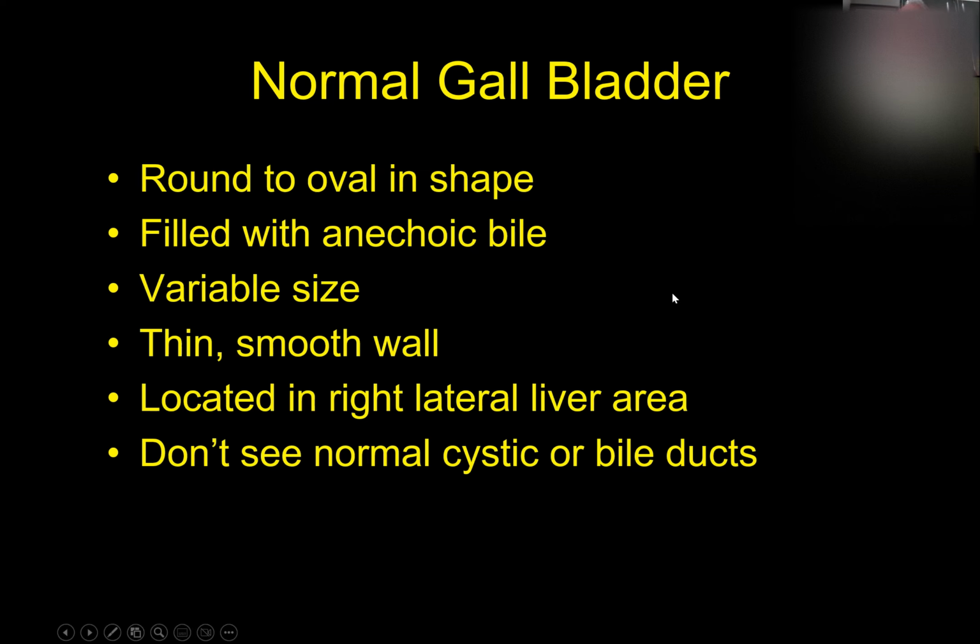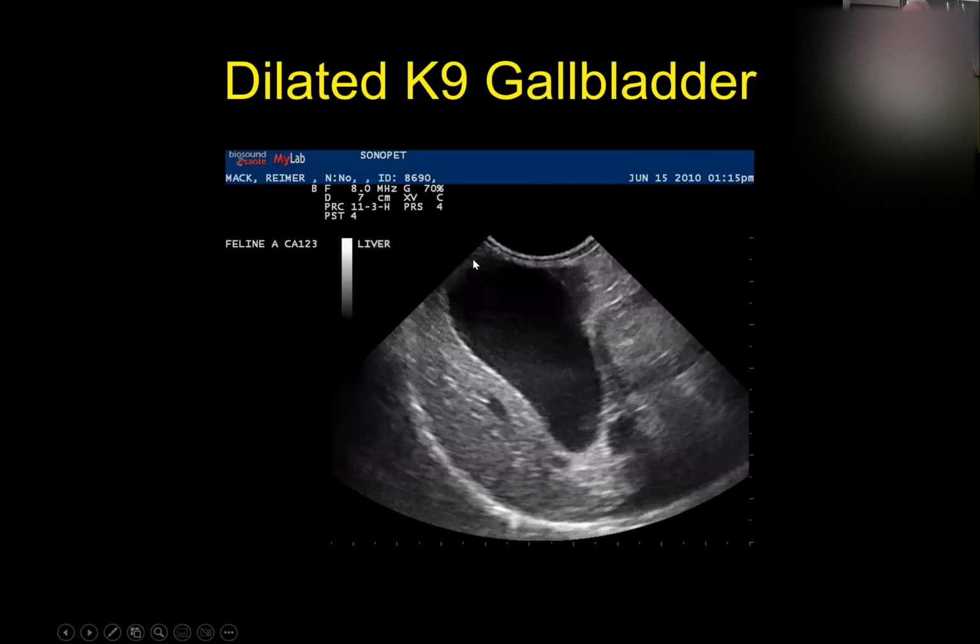So you'll see the gallbladder, but in a normal dog, you cannot follow the bile duct down to the duodenum. So here's a normal looking gallbladder. So here's the liver rounded here, there's the stomach. This is the diaphragm. This whole big cystic looking thing is the gallbladder filled with anechoic fluid, nice thin wall.